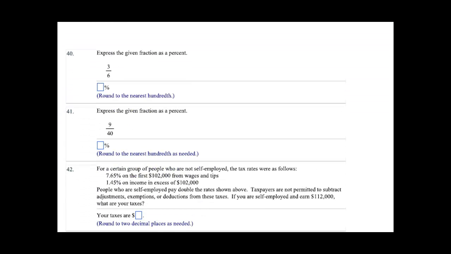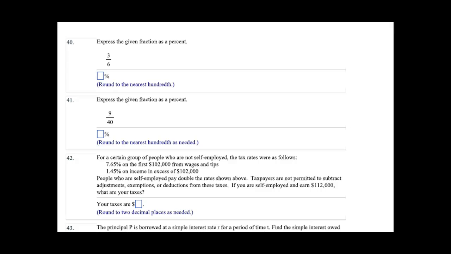For number 40, express the given fraction as a percent. Well, we just take the 6 and we're dividing it into the 3. So 6 does not go into 3, but it goes into 30 5 times. I actually didn't need that second 0. And then we're going to take that 0.5 and multiply by 100 to get 50%. Now there's another way to set this up also, and I'll show you on 41.